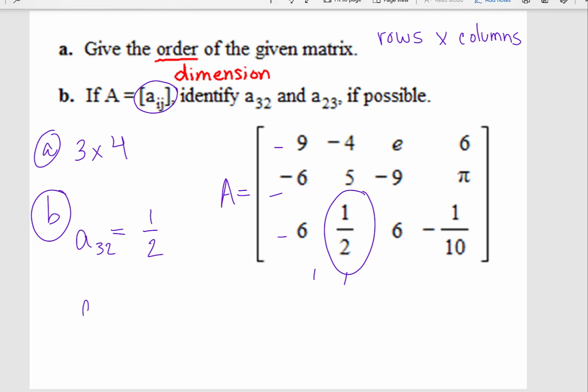Okay, the second one is element A23. So this one will be, let me erase what was there. Row 2, so row 2, column 3. So -9. And that's all you'll do when they refer to an element in the matrix.